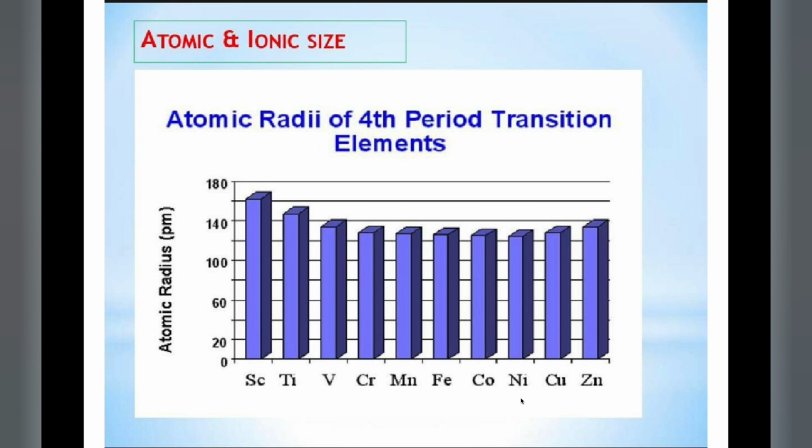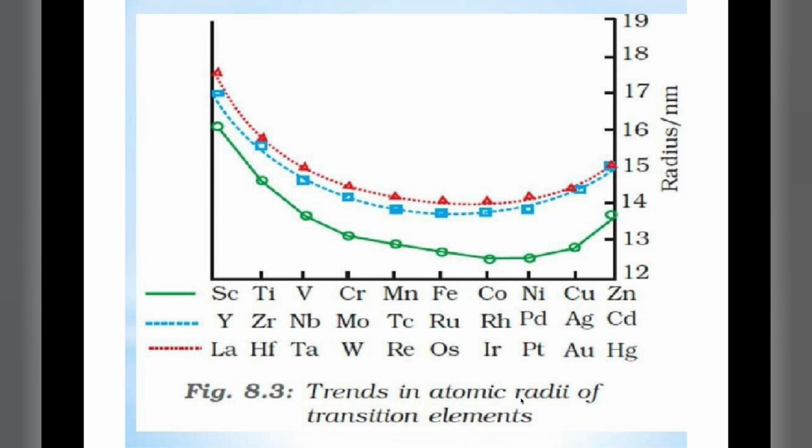But before that, we will have a look at the atomic and ionic size of the 4th period transition elements. You can see along the y-axis we have atomic radius, and different elements arranged along it. Then there is another chart where the colored lines show the different elements, like green for scandium, blue for yttrium, and red for La, that particular group. And how do they vary along the y-axis? We have the radius. So that is the trend in atomic radii.